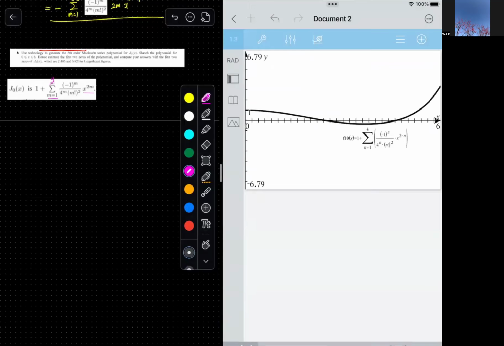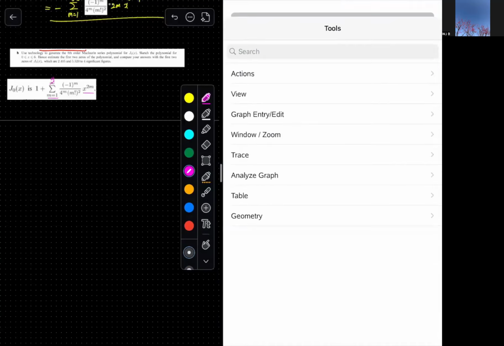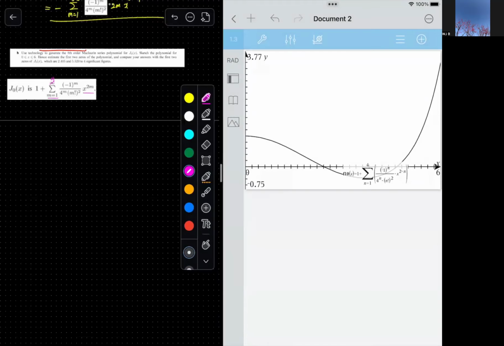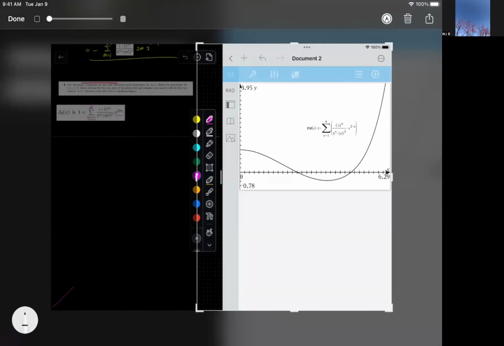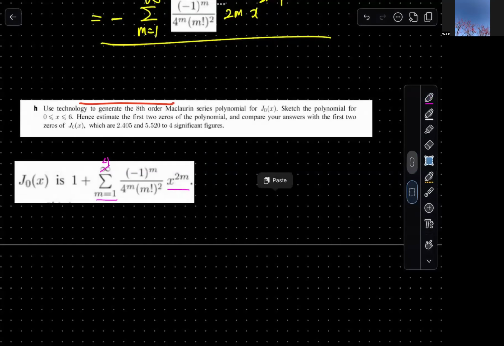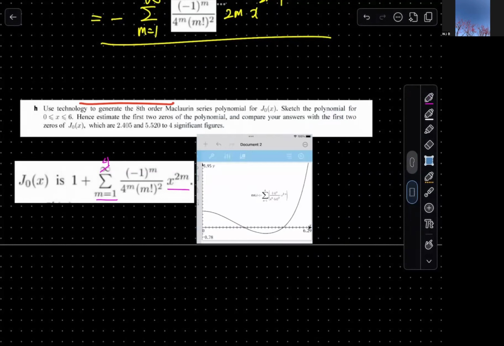So I'm going to press enter here, but I want to make the function more fitting. So I'm going to do menu 4A for the case of zoom fit. So that is my graph. Let's see what the question was asking after sketching. Okay, so sketch the polynomial. Okay, I did. Hence, estimate the first two zeros of the polynomial. So, yep, that one and that one. And compare your answer with the first two zeros of the J0. I guess you just have to find the roots and then give maybe the percentage error.